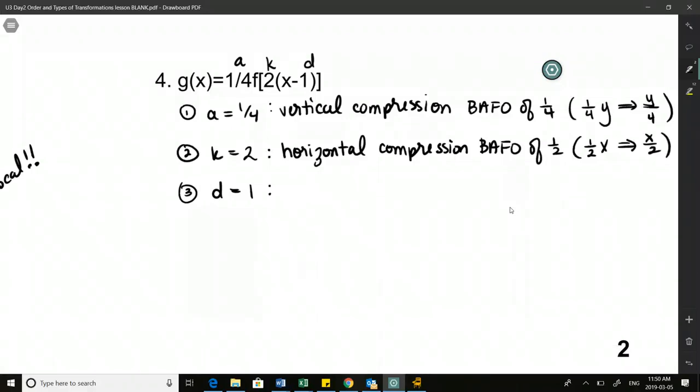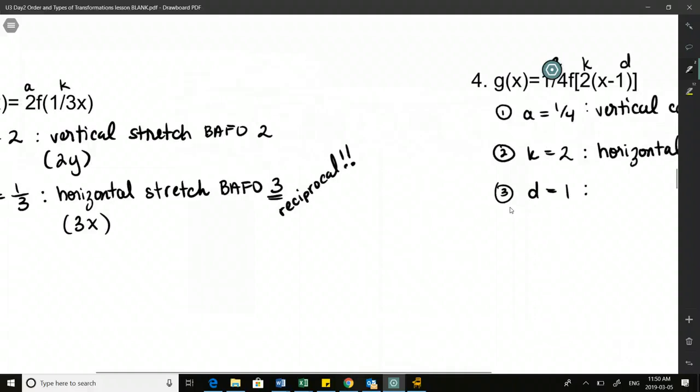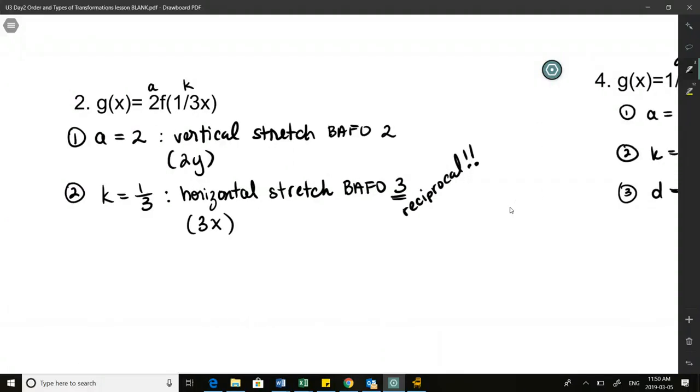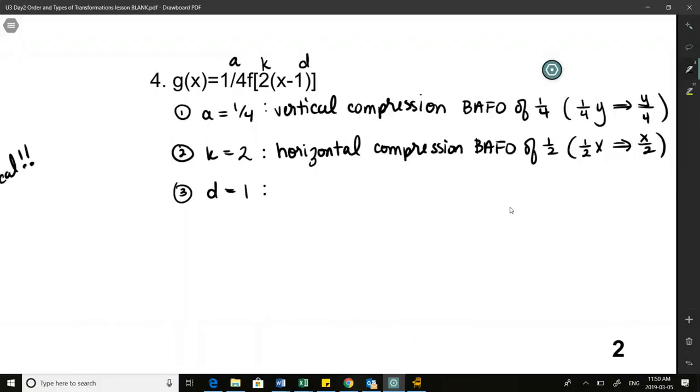Joey? Where's the half from? So for K, we're always using the reciprocal. So here K was 1/3, but we stretch by 3. So here K is a 2, so I have to do the reciprocal, which is 1/2.